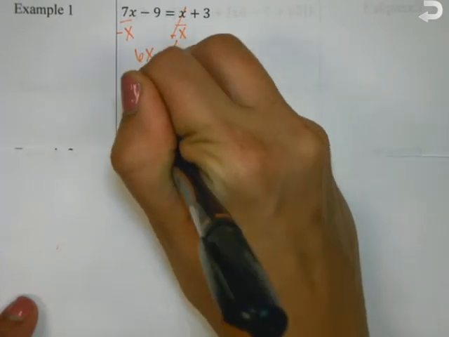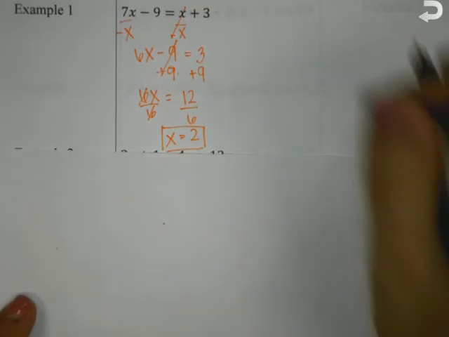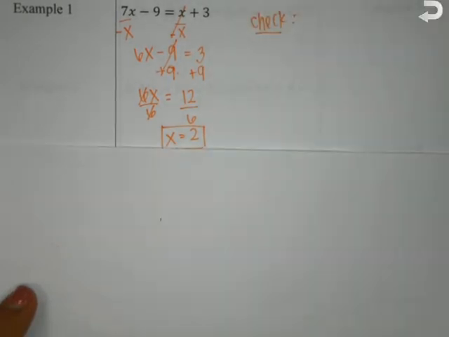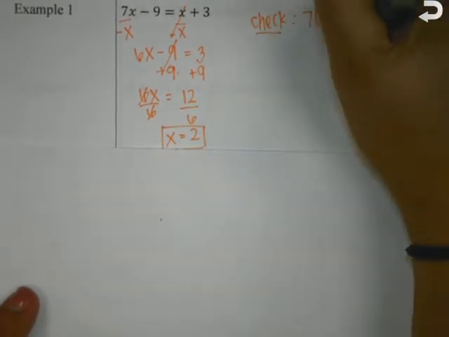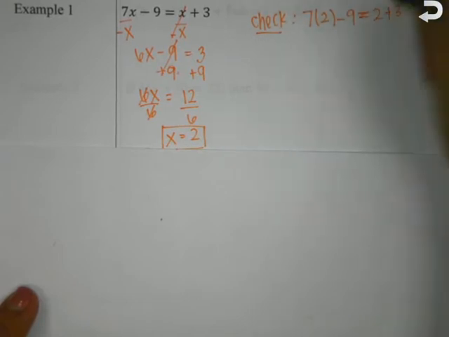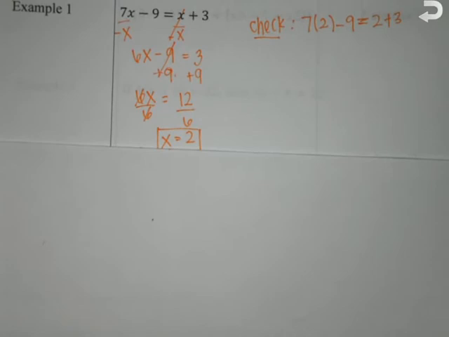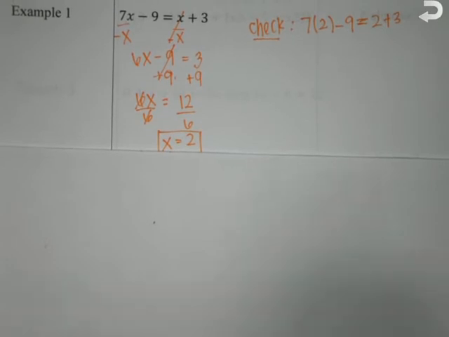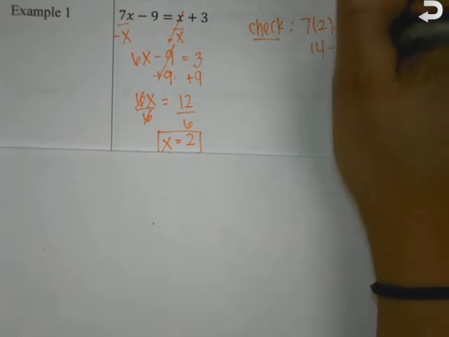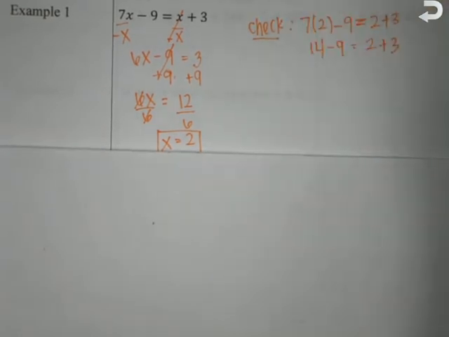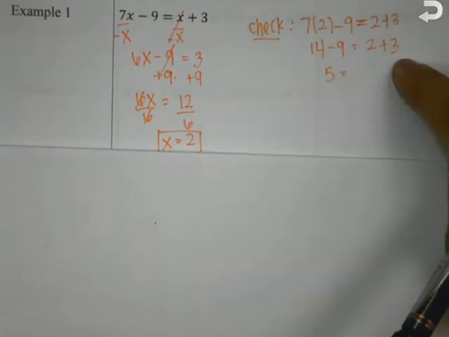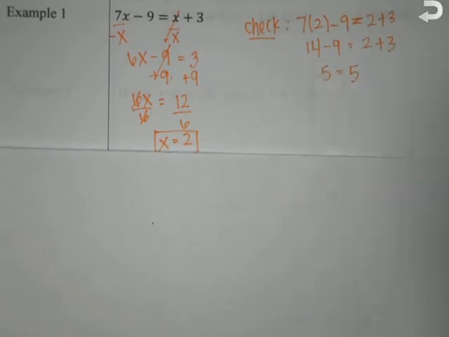How do I know if I got the answer correct? Plug it in. So let's plug it in. 7 times 2 minus 9 equals 2 plus 3. We should get the same number on both sides. What's 7 times 2 going to give me? 14. So 14 minus 9 equals 2 plus 3. What's 14 minus 9? 5. What's 2 plus 3? 5. Are those the same? Yes, they are. So we got the correct answer.